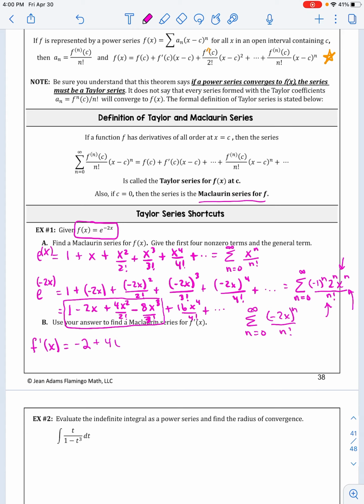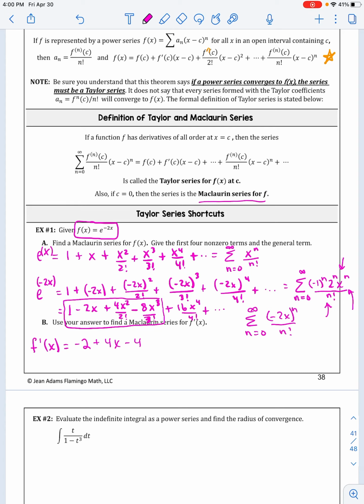So the derivative of 1 is 0. The derivative of negative 2x is negative 2. The derivative of 4x squared over 2 factorial, you're going to bring the 2 down. It's going to cancel with the 2 in the 2 factorial. And so this is going to be positive 4x to the 1.